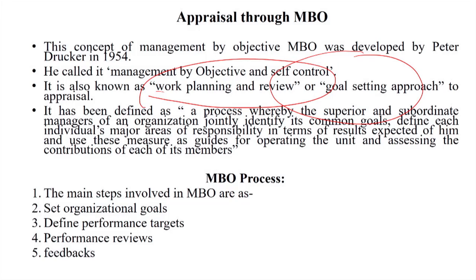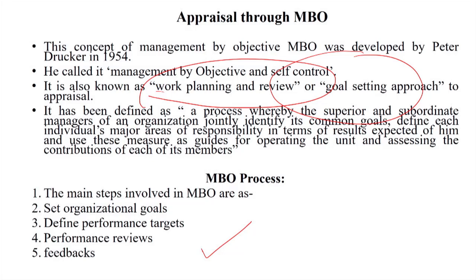Basically, it has 4 steps. For example, the goal setting, then the performance standards are set by people, then the comparison is done, then the periodic reviews are taken and the feedback is given, and then the corrective actions can be taken. As I told you, it was given by Peter F. Drucker, and he propounded this concept in the year 1954.